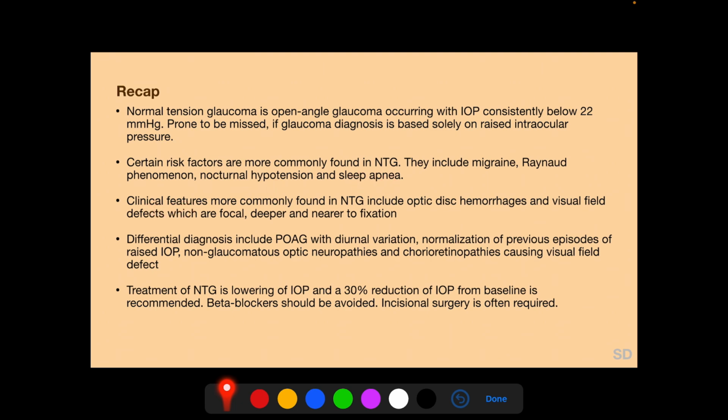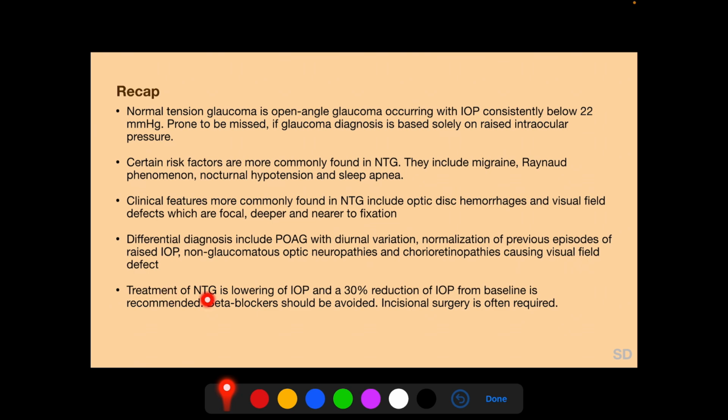Certain clinical features which are more commonly found in normal tension glaucoma as compared to primary open-angle glaucoma include optic disc hemorrhages and visual field defects which are focal, deeper, and nearer to fixation. However, these clinical features by themselves do not differentiate between normal tension glaucoma and primary open-angle glaucoma. Differential diagnosis of normal tension glaucoma includes primary open-angle glaucoma with diurnal variation, normalization of previous episodes of raised intraocular pressure, non-glaucomatous optic neuropathies, and chorioretinopathies causing visual field defects resembling visual field defects of glaucoma.